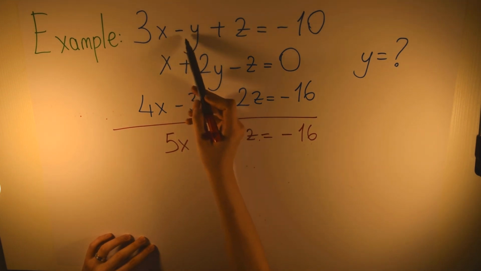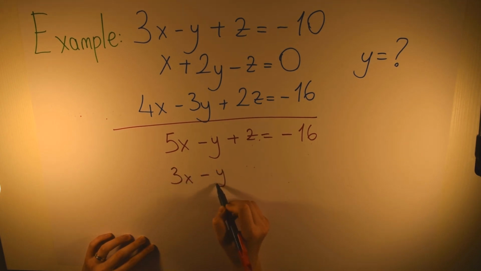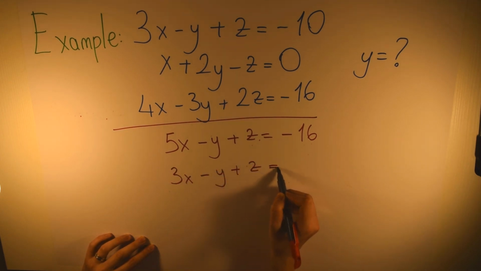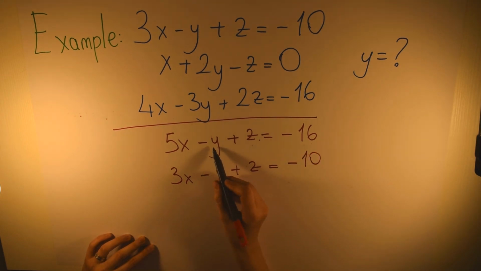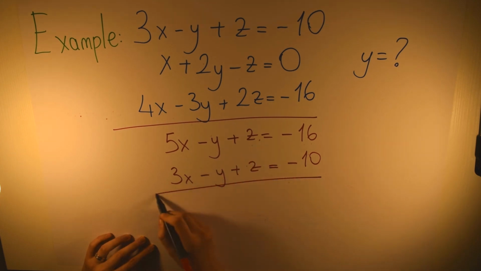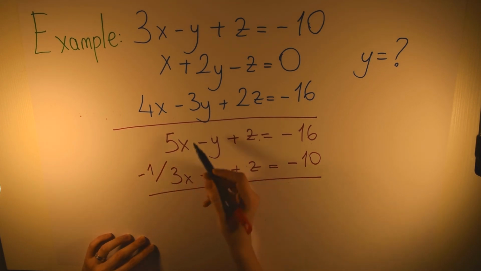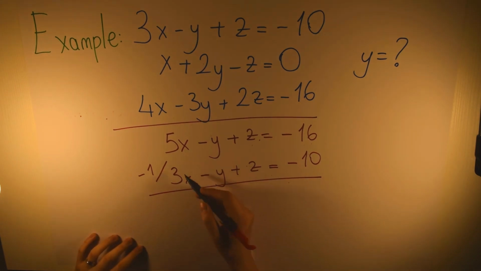So I have also this equation here, right? 3x minus y plus z is equal to -10. You see, we have here minus y plus z, and also we have here minus y plus z. So I can just multiply this equation by -1, or you just subtract them, and I will be able to get my x. I will be able to find the value of x.